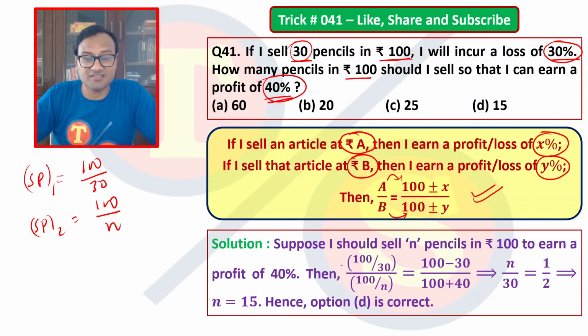So in the first case the selling price is 100 by 30. When I sell one pencil at 100 by 30 rupees, then I have a loss of 30%. So 100 minus 30 is the ratio value in front of it.